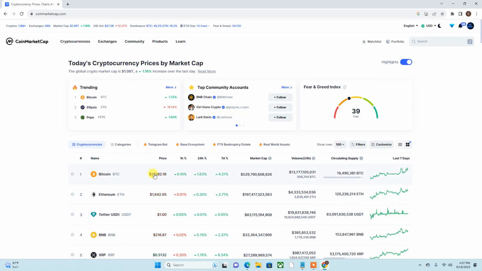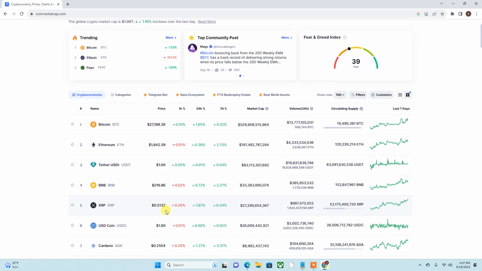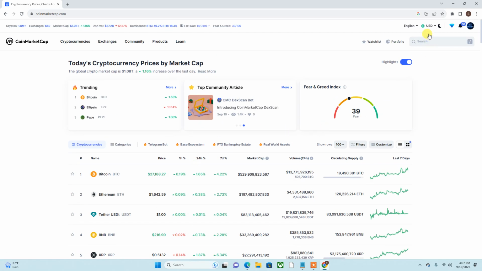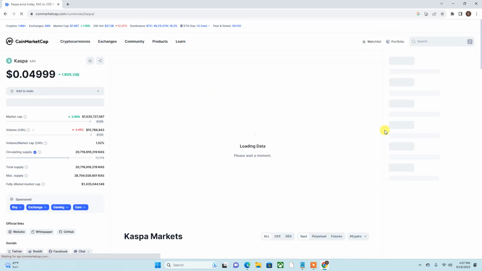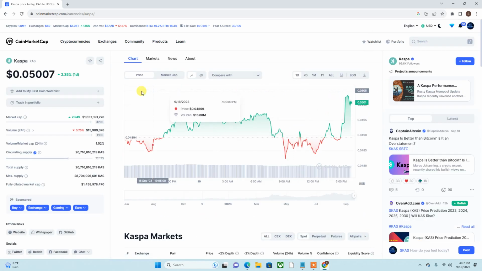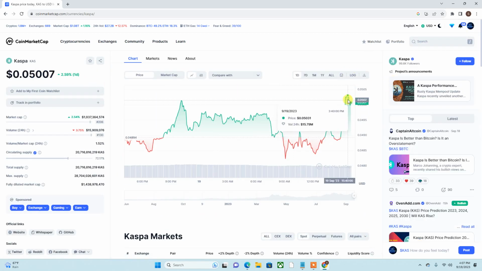Anyhow, as you can see, Bitcoin sitting right there at that 27, Ethereum at 16. I'm not worried about none of the rest. Let's just see what Kaspa's doing. Okay, as you can see, Kaspa is literally past the 5 cent mark. Did it touch the 6? No, it didn't touch the 6 yet.